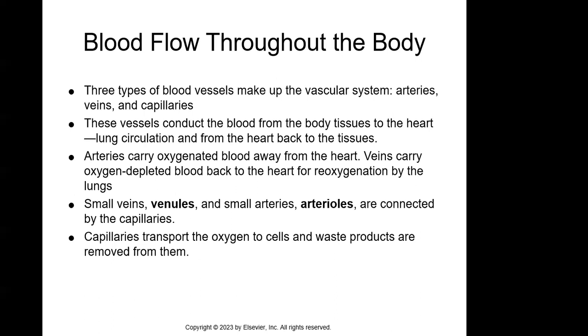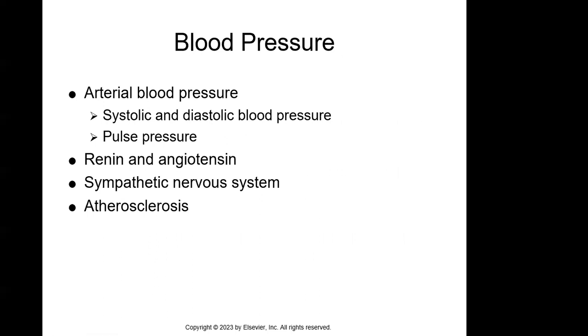Now the arteries, they branch into smaller vessels that are called arterioles, and the veins branch into smaller veins, which are called venules. Now these venules and arterioles, they are connected by capillaries. Now the capillaries are the tiniest of blood vessels, and they serve to transport oxygen, and this is where the red blood cells have to go through single file when they're in the capillaries, but that's where all the action happens, in the capillaries.